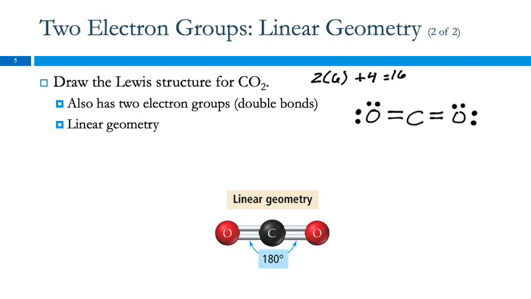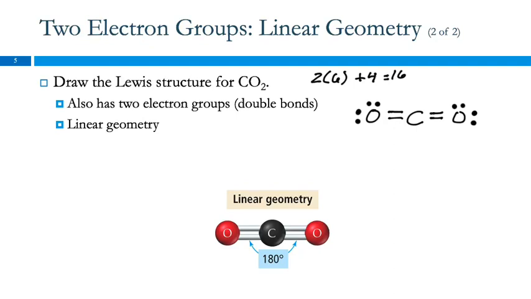2. A double bond is 1 group. This double bond is 1 group. And so there's 2 groups. How do 2 things get away from each other? They get on opposite sides of the central atom. And so this is also linear with a bond angle of 180 degrees. Any questions?